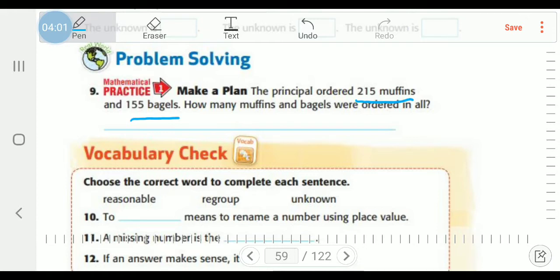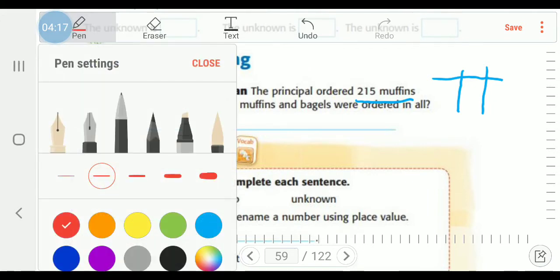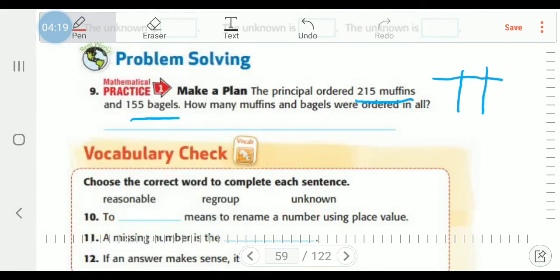And again, you're going to be doing this on your own, because this page is more of an independent practice page. Just remember, when you write them, write the two numbers in a hundreds, tens, and ones chart like this. So we have 215 muffins plus 155 bagels. Practice lining those numbers up so that your math is correct.